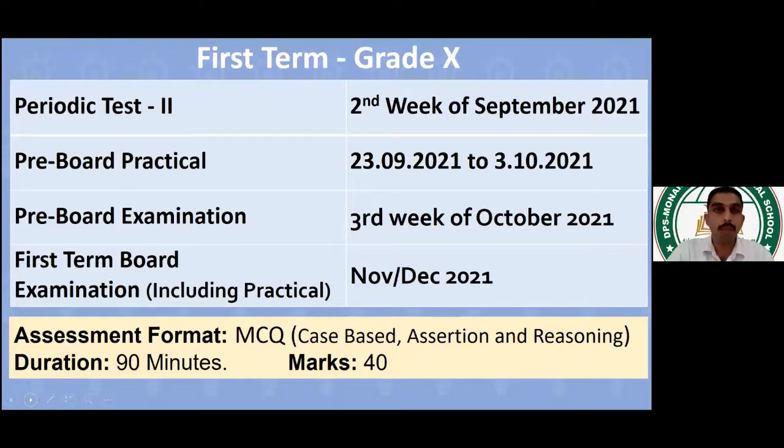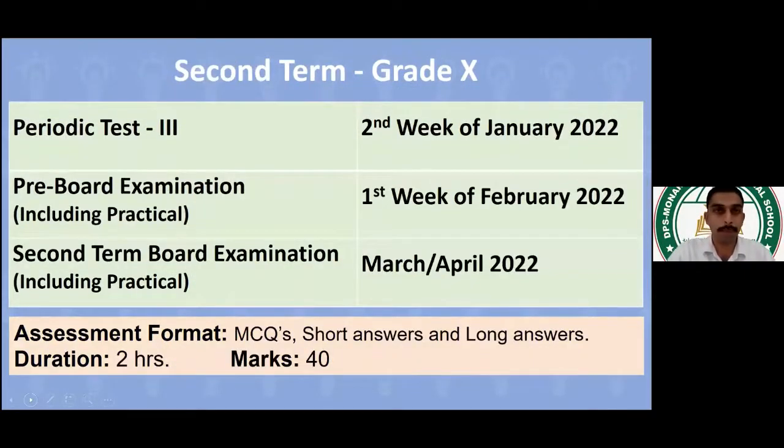For the first term board examination, the assessment format includes only multiple choice questions in which case-based, assertion and reasoning type of questions are expected. As per the general instructions from CBSE, duration of assessment is 90 minutes, but it differs slightly for a few subjects. The marks allotted is 40. Let us move on to the next slide.